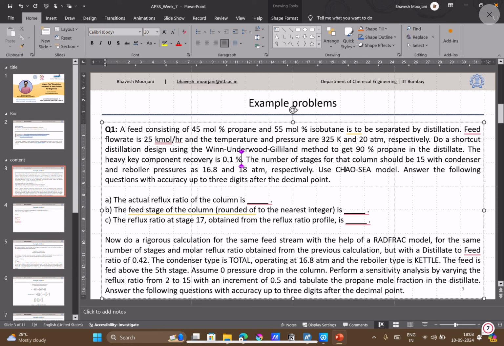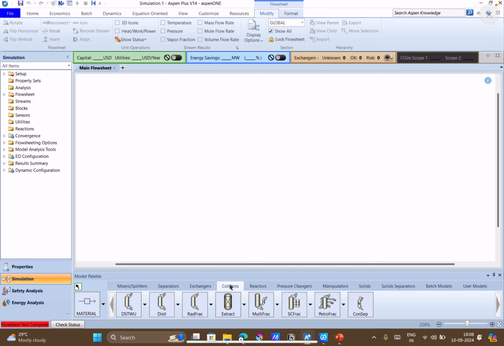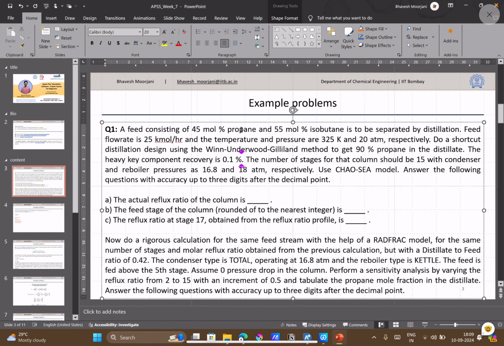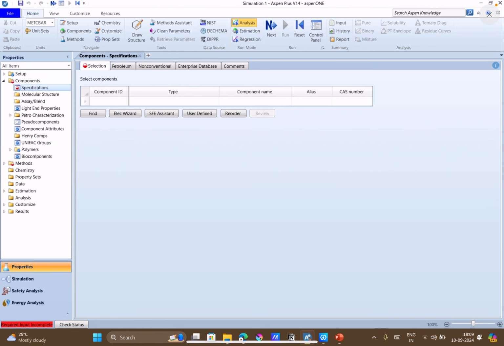The method that we have to use for property estimation is also provided, and then we have to answer the following questions. So first let's do the normal DSTWU simulation, which is a basic distillation column design using the Underwood and Gilliland method. The components here are propane as well as isobutane, so first let's add these components.